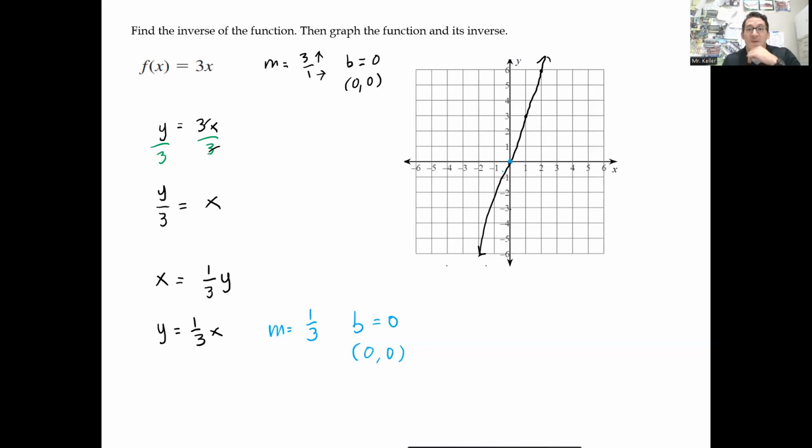Okay. Then I'm going to go up 1, right 3 from that point. So up 1, 2, 3.